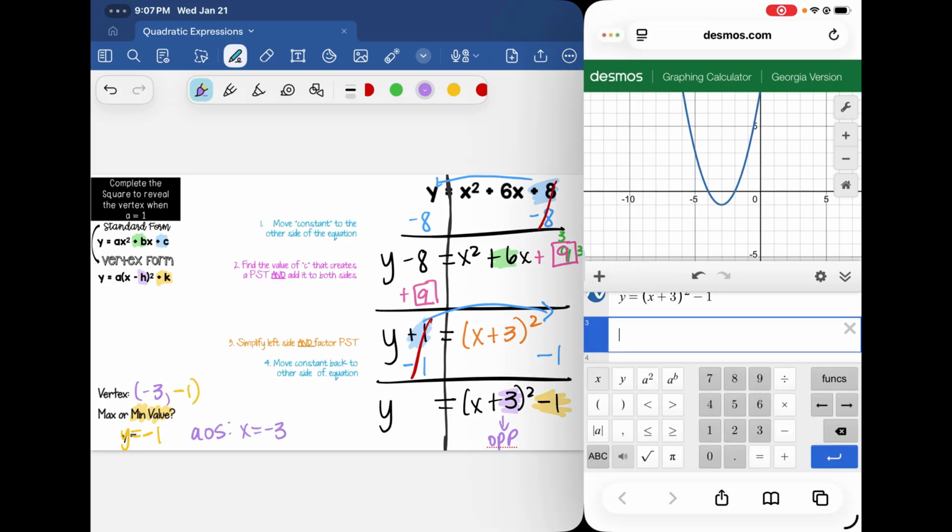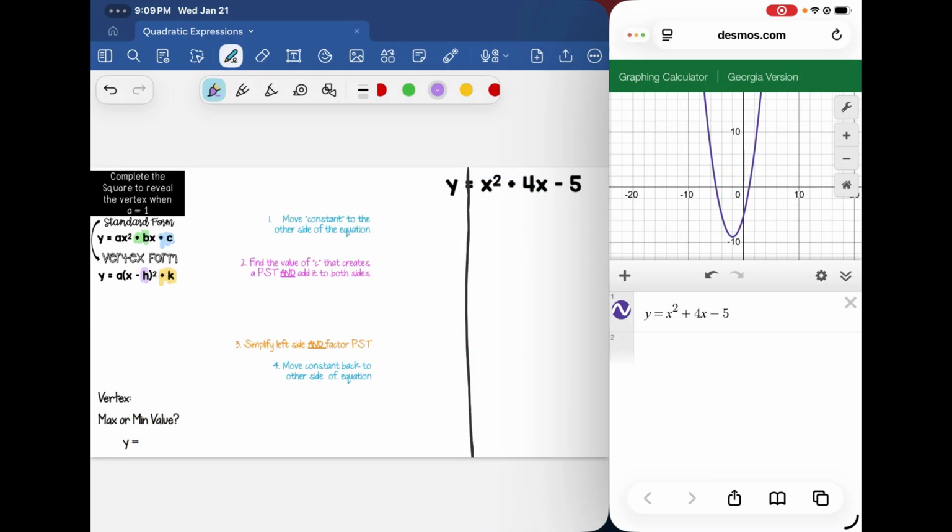And you could type it in the Desmos and see. Because if you said it was 3, well, is that line cutting the parabola in half? Absolutely not. It ain't even nowhere over there. So there we go. All right, let's look at our next example.